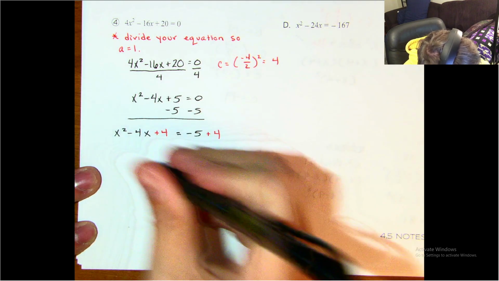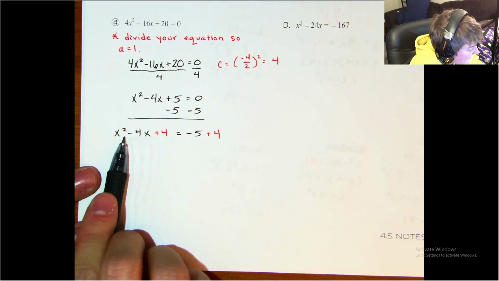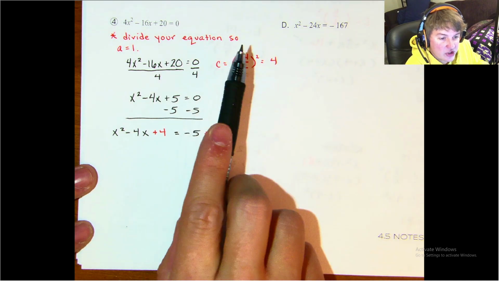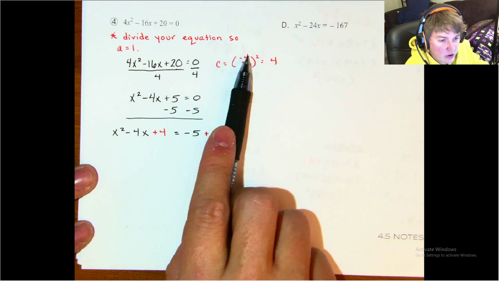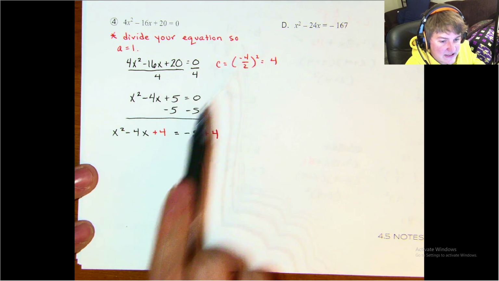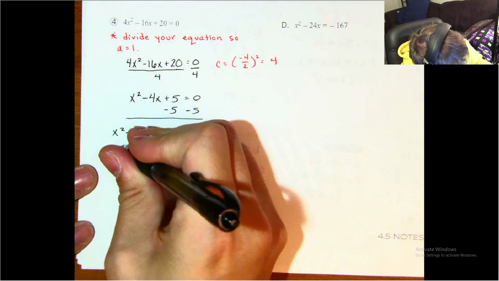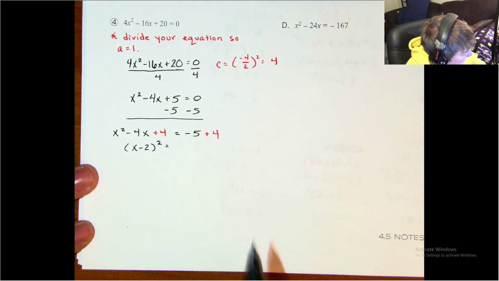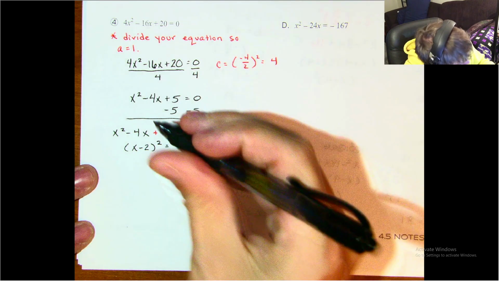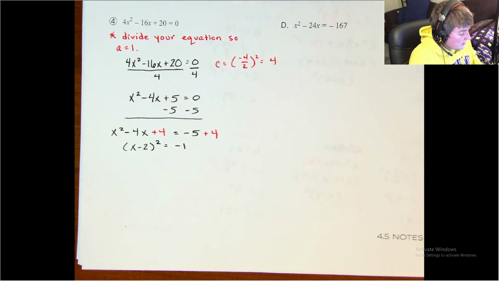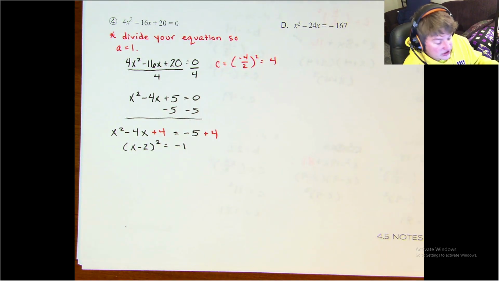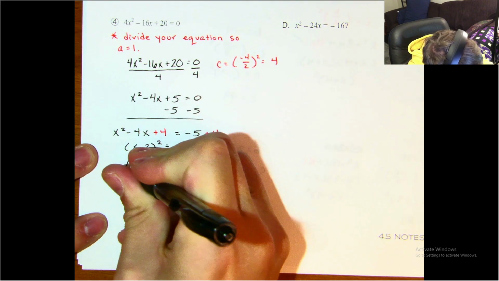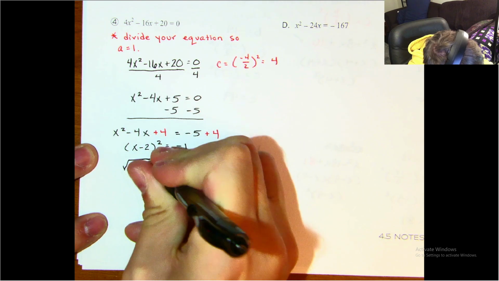Now I get this, which can be factored. I'm looking for numbers that multiply to 4 and add to negative 4, which is negative 2 and negative 2. We already know that because b divided by 2 is negative 2, so we already know what it's going to factor into. And negative 5 plus 4 is negative 1. Now I need to undo that square symbol, and I'm going to do that by square rooting.